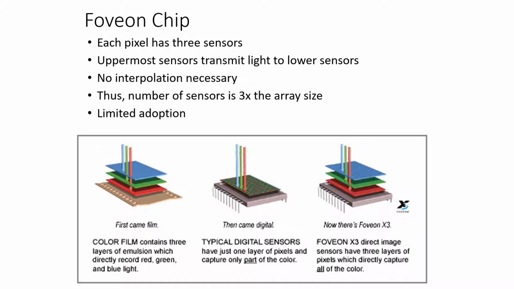So every pixel has 3 sensors in a Foveon chip. The uppermost sensor transmits light to the lower sensors. This eliminates interpolation. And so basically the number of sensors is 3x the array size. So if it's 100 by 100, it's really 100 by 100 times 3.